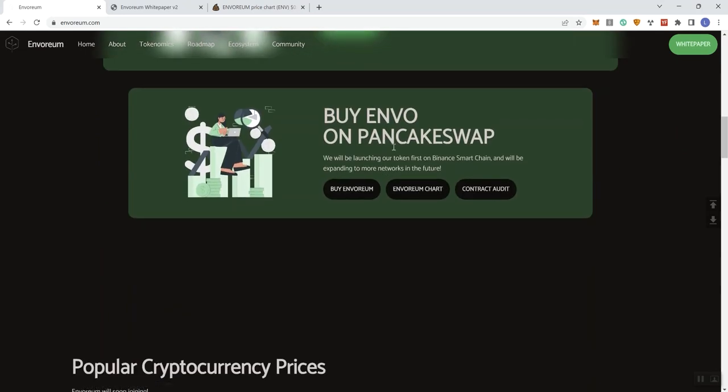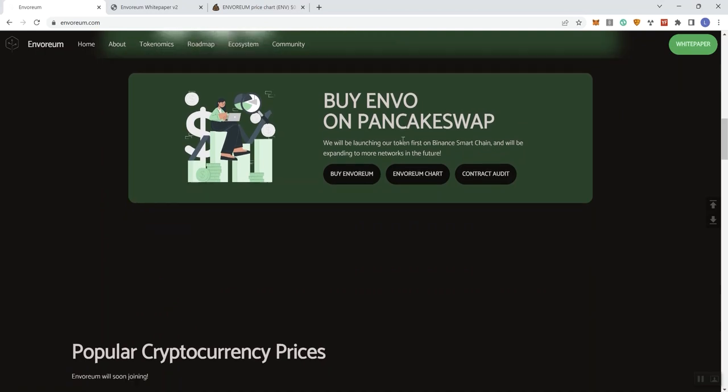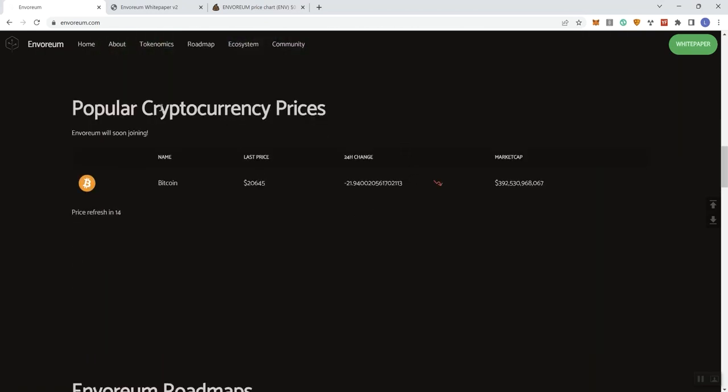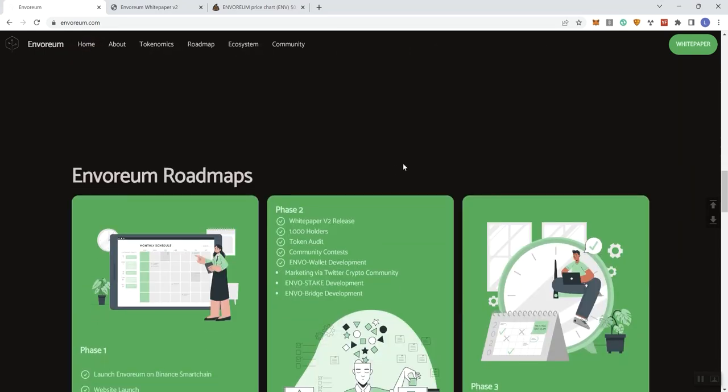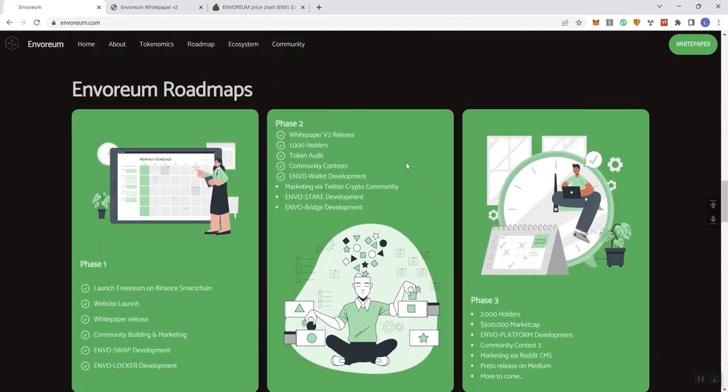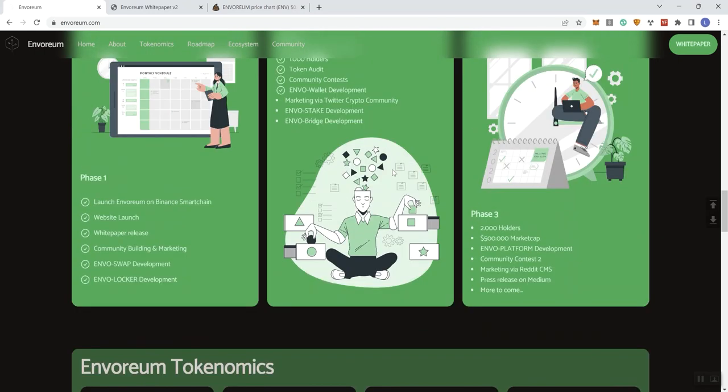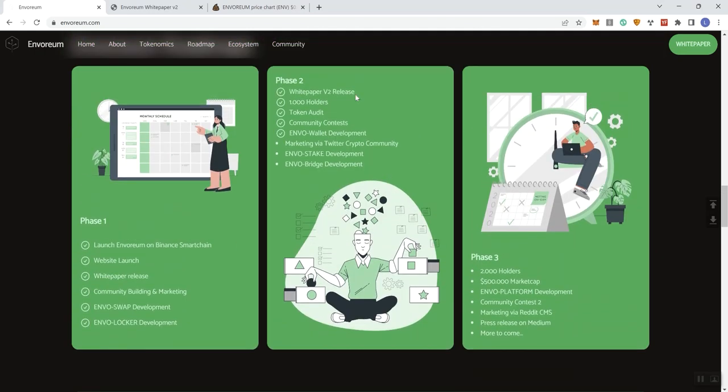And you can buy the token here on Pancake, so they give you some popular crypto prices, but they're only indicating Bitcoin right now. So we've already talked about the roadmap, but again, you see here, oops, sorry guys, that they have checked some things off. So in terms of just additional feedback here, they need to indicate timelines.